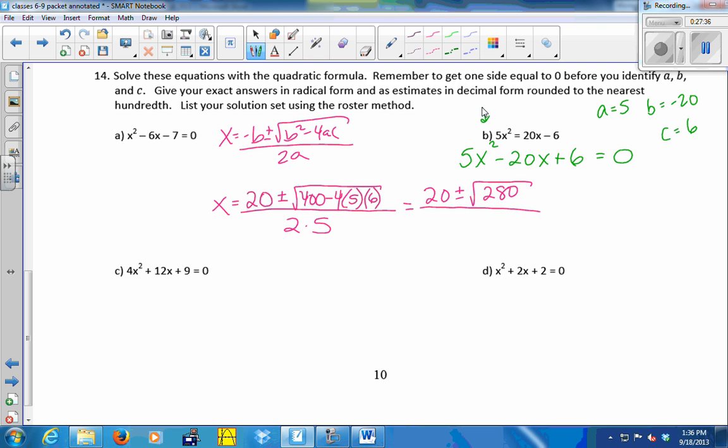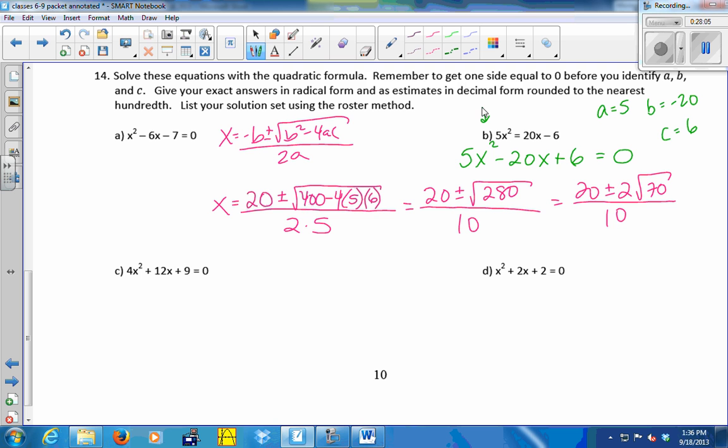All over 10. And can we simplify radical 280? 2 radical 70? That's the best we can do? Okay. So this is going to be 20 plus or minus 2 radical 70 all over 10. And then you can factor a 2 from both of the terms in the numerator. So this would be fine.